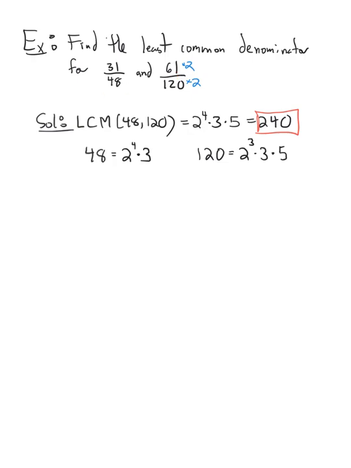And 48, well, what are we missing? We're just missing the 5. So here we have 2 to the 4 times 3, so all that's missing is the 5. So we'll multiply top and bottom by 5 to get the equivalent fraction. So the equivalent fractions are 155 over 240 and 122 over 240.